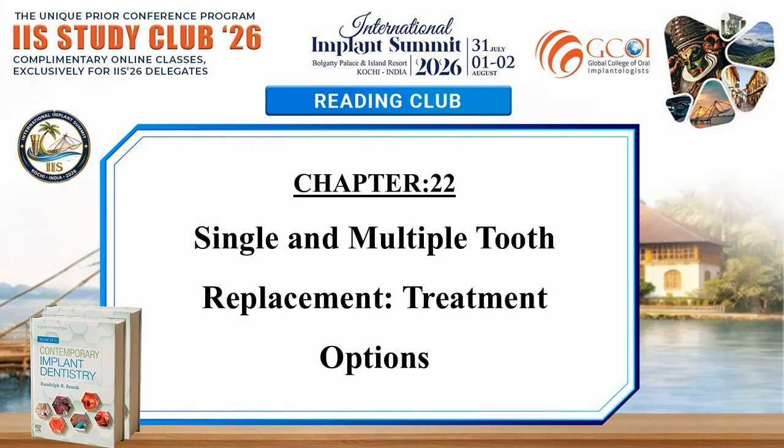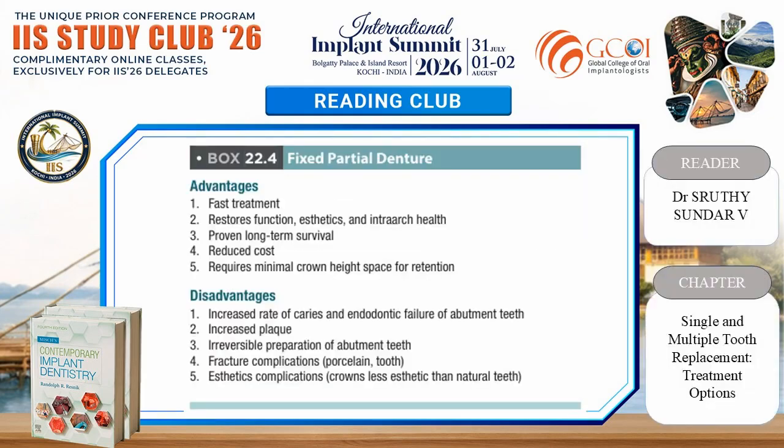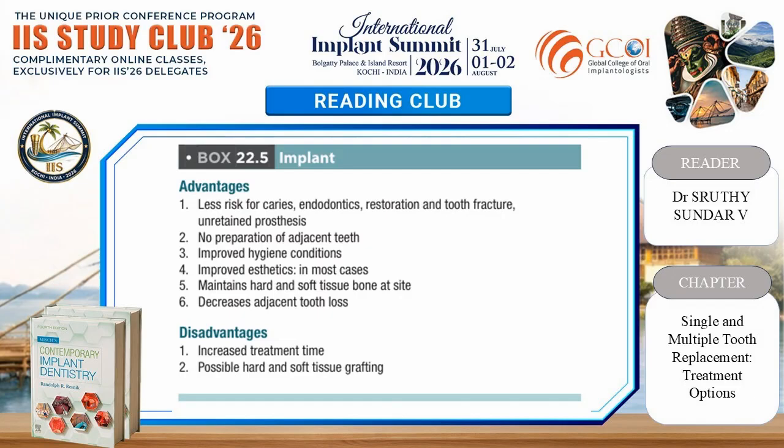Moving on to Chapter 22, Single and Multiple Tooth Replacement Treatment Options. Take a look at the advantages and disadvantages of a fixed partial denture. Advantages include fast treatment, restores function, esthetics and intra-arch health, proven long-term survival, reduced cost, and requires minimal crown height space for retention. The disadvantages are increased rate of caries and endodontic failure of abutment teeth, increased plaque, irreversible preparation of abutment teeth, fracture complications like porcelain fracture, and esthetic complications, as crowns are less esthetic than natural teeth.